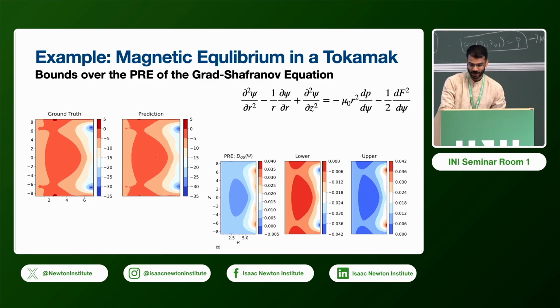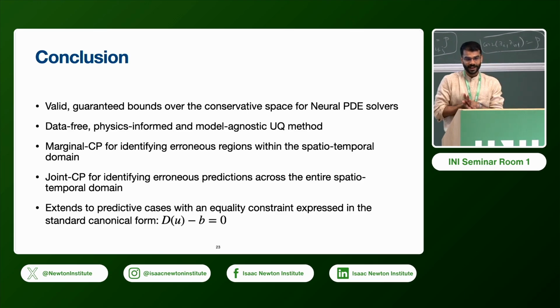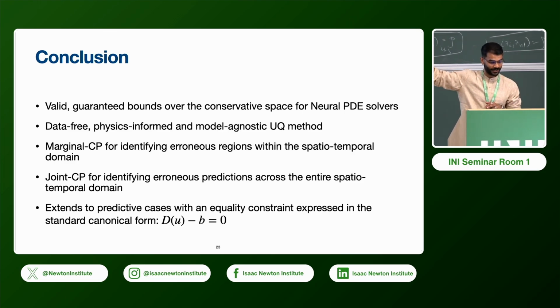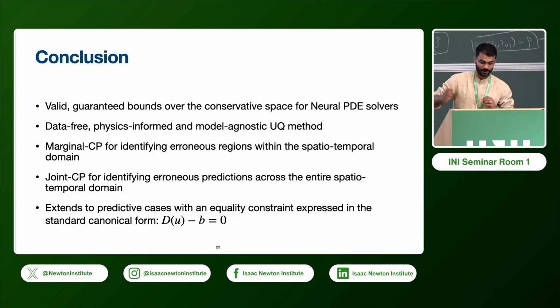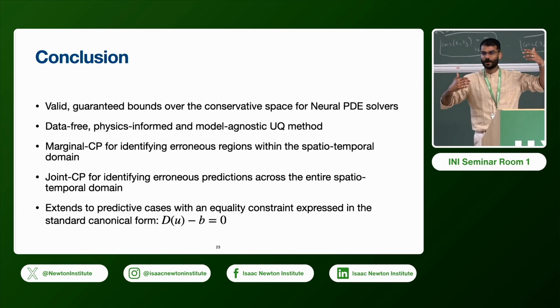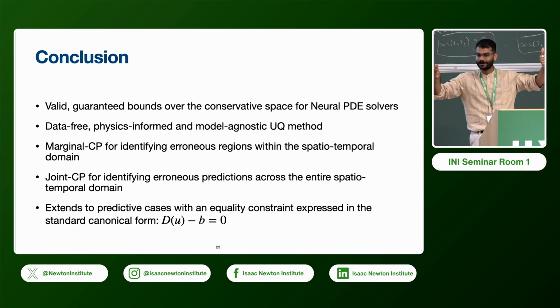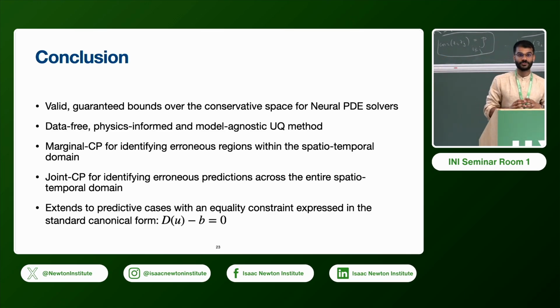So to conclude, with this method, we have valid, guaranteed bounds over the conservative space of these neural PDE solvers. It is a data-free, physics-informed, model-agnostic UQ method. We've got 2 approaches we've played around with. Marginal CP allows us to identify regions in your domain which are bad. Joint CP allows us to understand predictions that are bad.